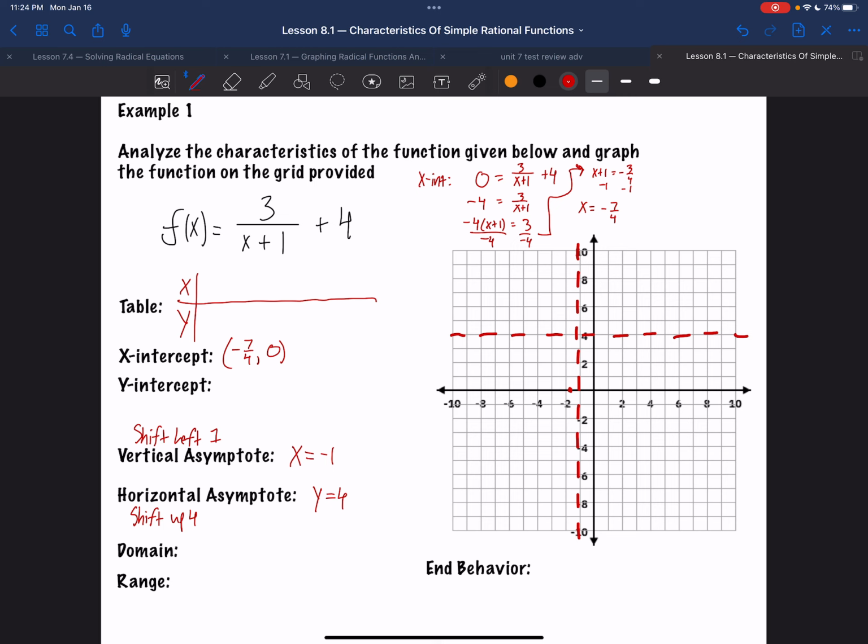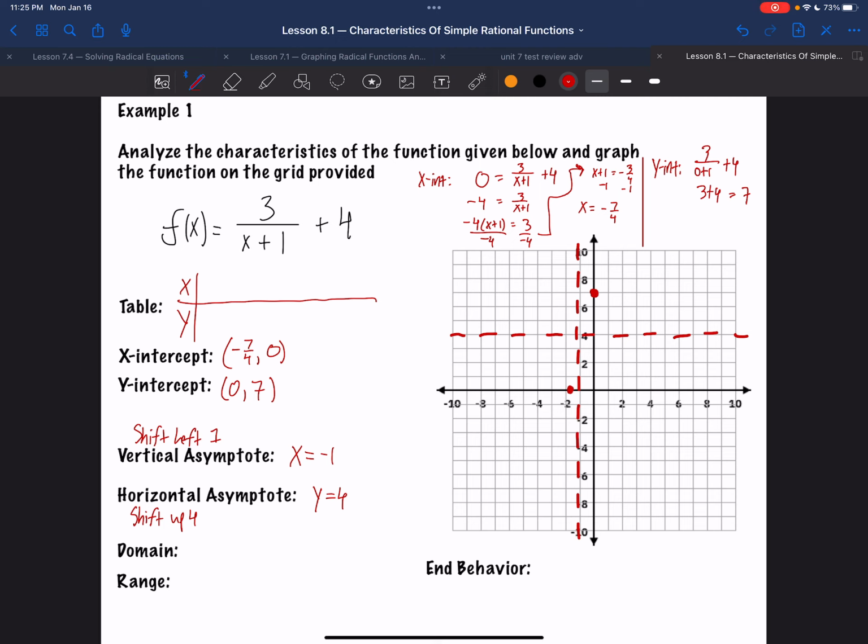Nice. And the y-intercept, well, that's easy. Oh, we always love y-intercept. To find y-intercept, you just plug in x equals 0. Oh, I love those. This is just 3 over 0 plus 1 plus 4. So that's just 3 plus 4, which equals 7. So my y-intercept is at 0, comma 7. Putting that point right there. Okay? Beautiful. Look at that.